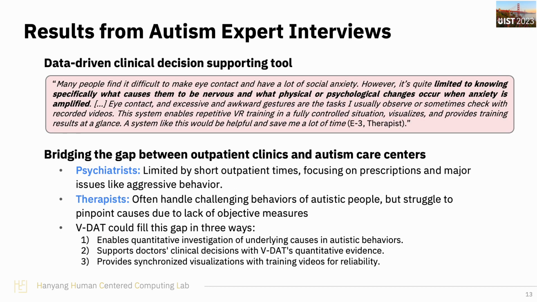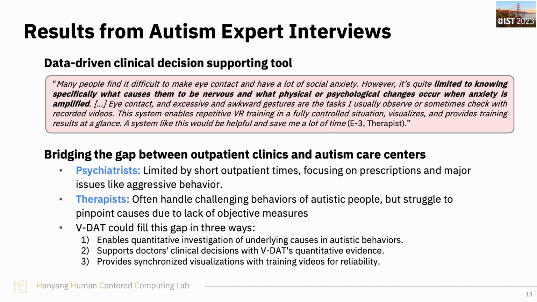From the experts' interviews, we reaffirmed the effectiveness of the visualizations of V-DAT to better understand autistic people from a more diverse perspective. In addition, we confirmed the gap between the psychiatrists who run outpatient clinics and the therapists in welfare centers who are more frequently confronted with autistic people. The doctors reported due to the short time available for outpatients, they had no choice but to focus mainly on prominent problems such as severe aggressive behaviors.